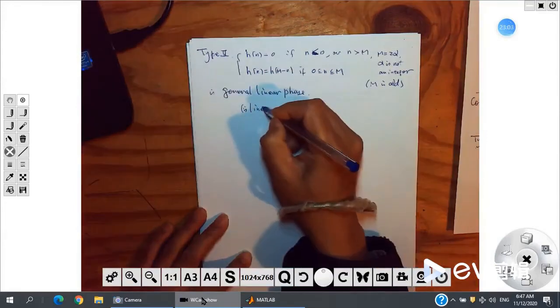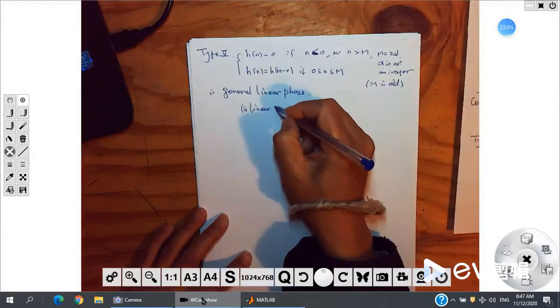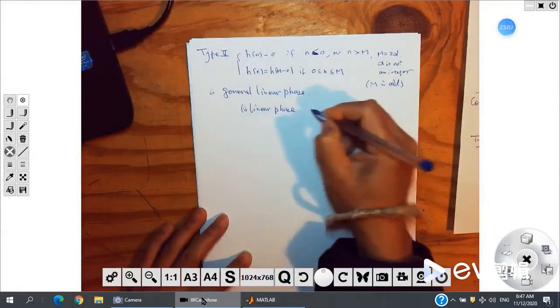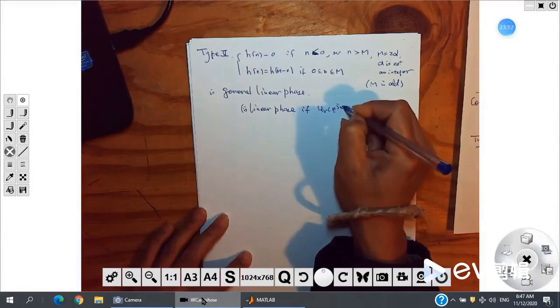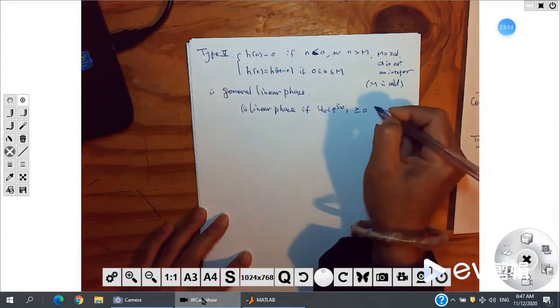It is a linear phase if H_r is always positive, right?